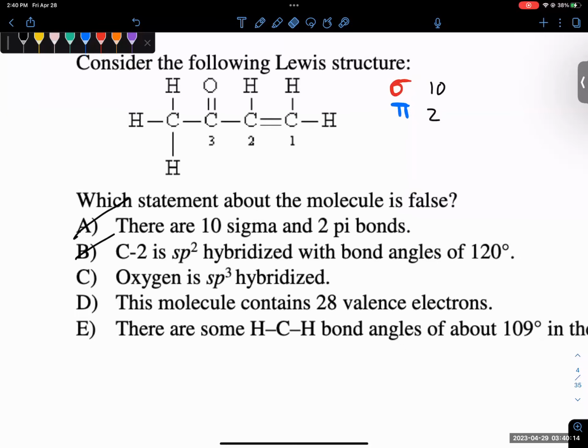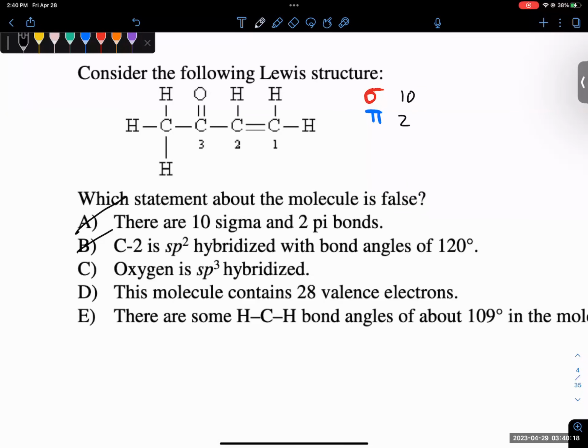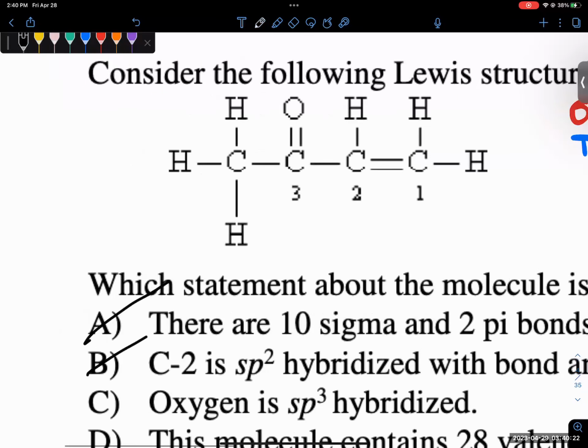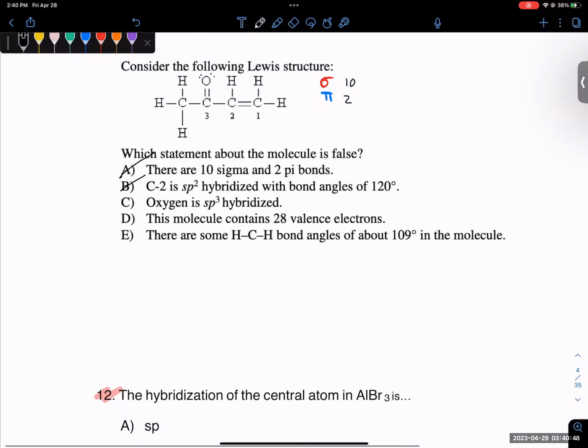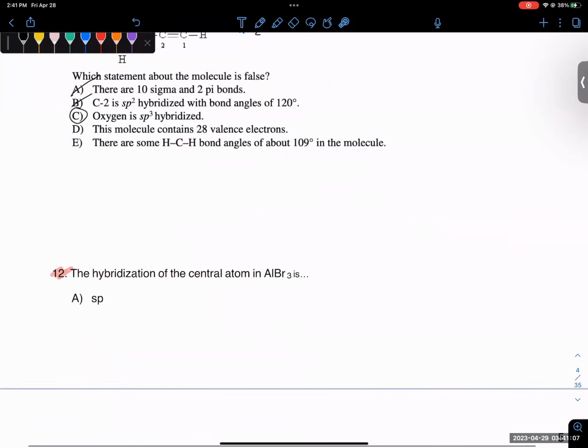What about C? Oxygen is sp3 hybridized. So again, we count the electron regions. So we count this as 1, this as the second one, and this as a third one. So we can clearly see that oxygen is not sp3 hybridized, it's sp2 hybridized. Yeah, I just added them because they're implied, they're not shown, but they're implied. So that statement is false. If C was true, we would have to go through the rest on a test, right? But for time's sake, we're going to move on.